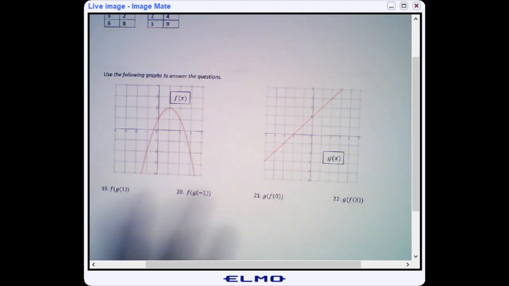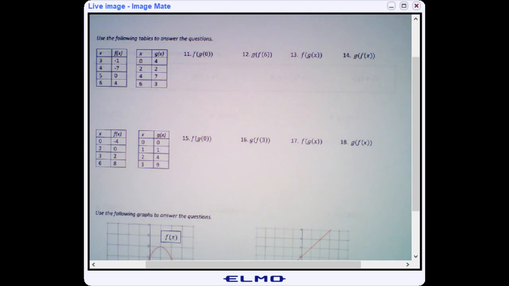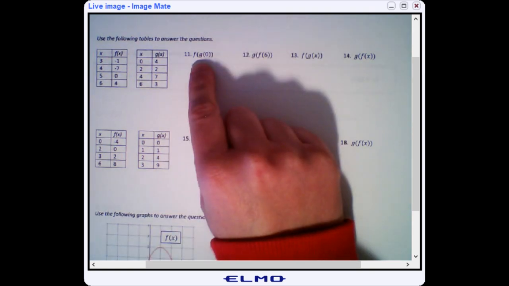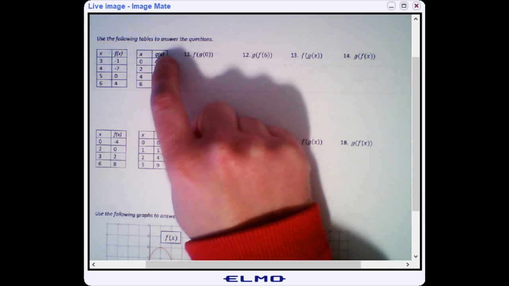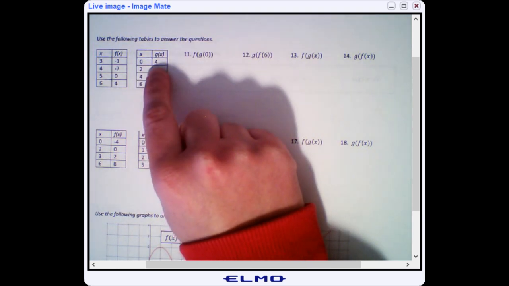We can also do these with tables. Tables and graphs are, I think, a little bit easier. There's less work to do, but you do have to match them up. So we're going to start on the g one. I'm going to look for the input of 0. So there's g, input 0, my output's 4. So g of 0 is 4.